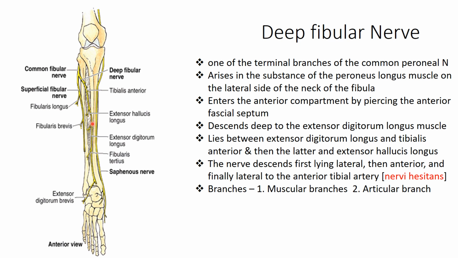Now the branches: there are two sets of branches. One is the muscular branches to the muscles of this compartment, and the second is the articular branches, which are given to the joints: the ankle joint, the distal tibiofibular joint, and a twig from here to the proximal tibiofibular joint.